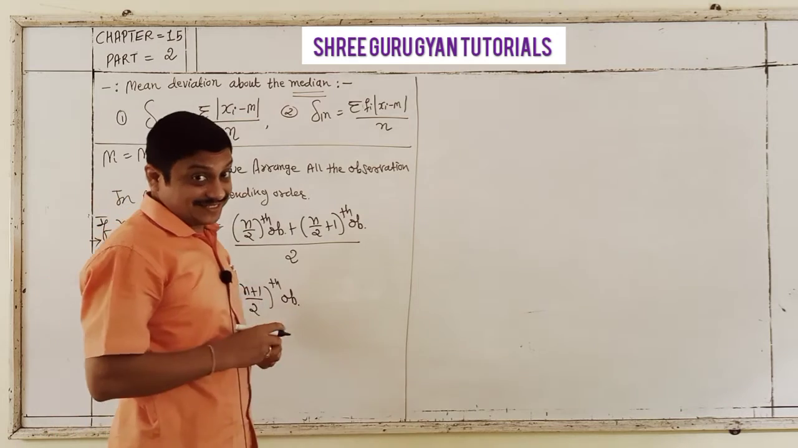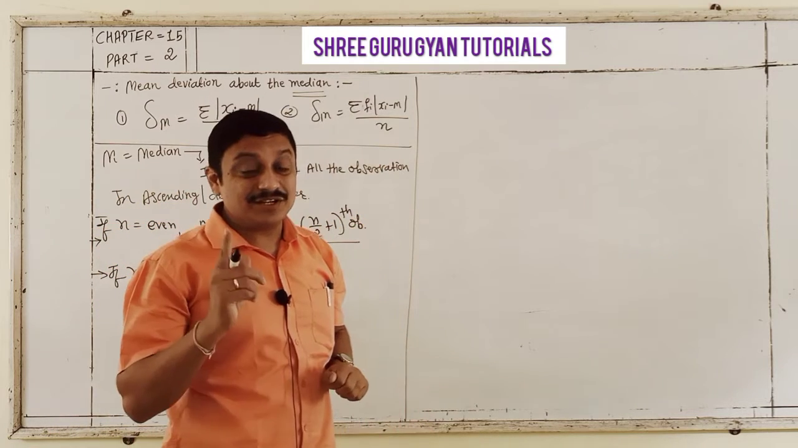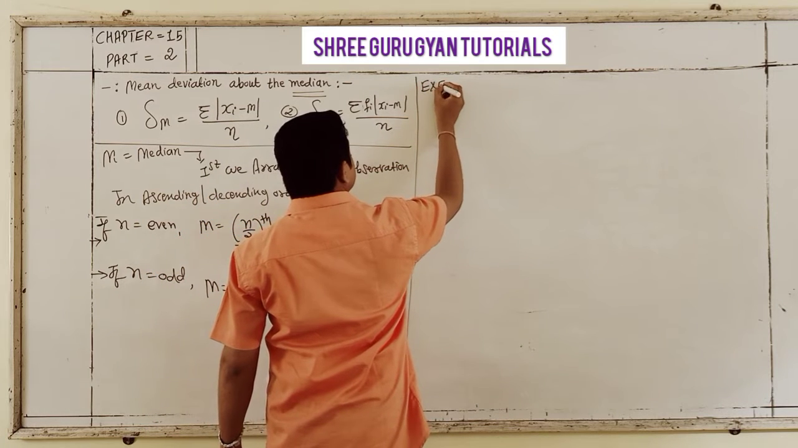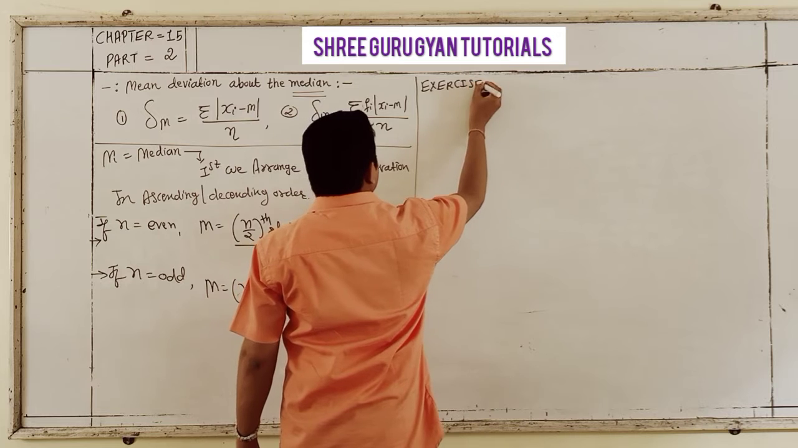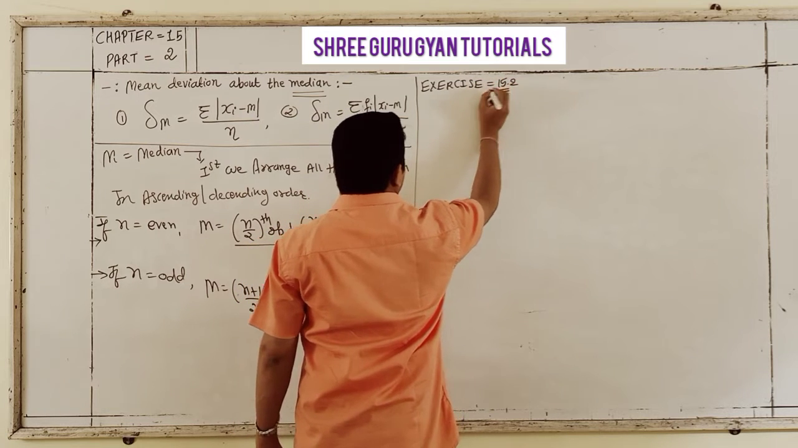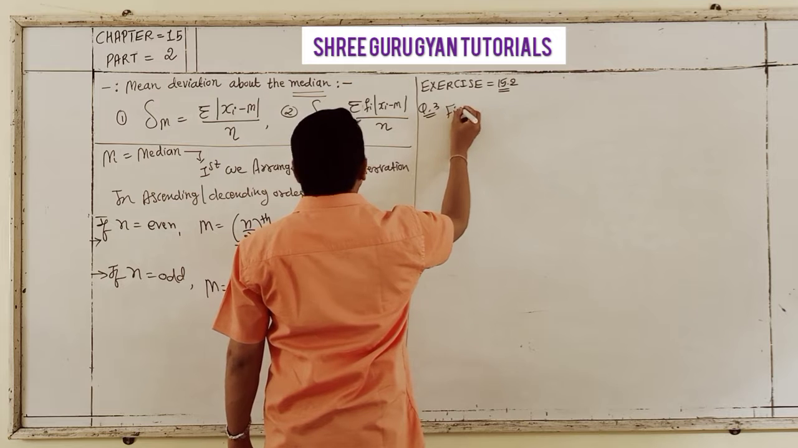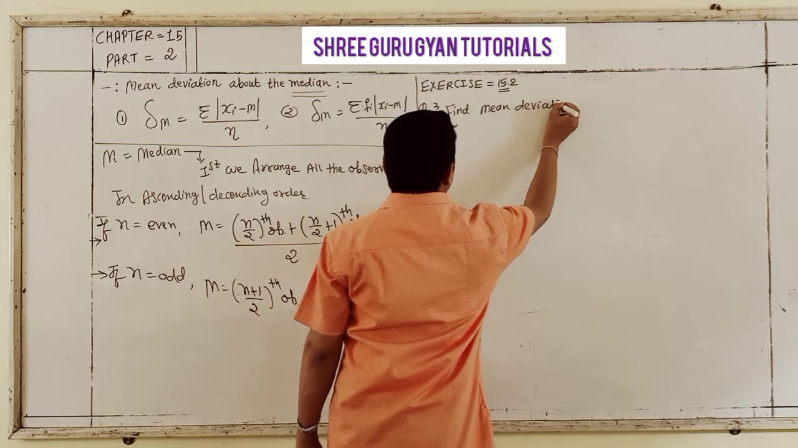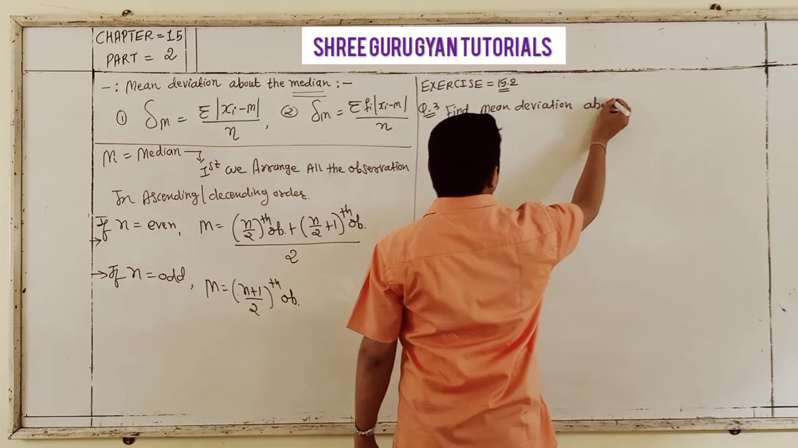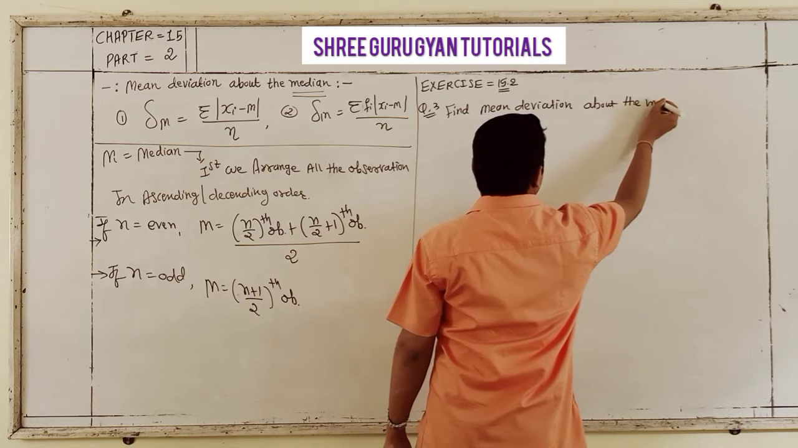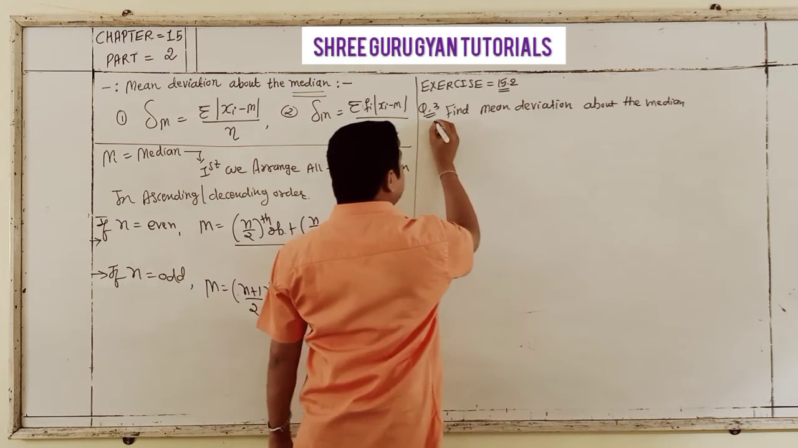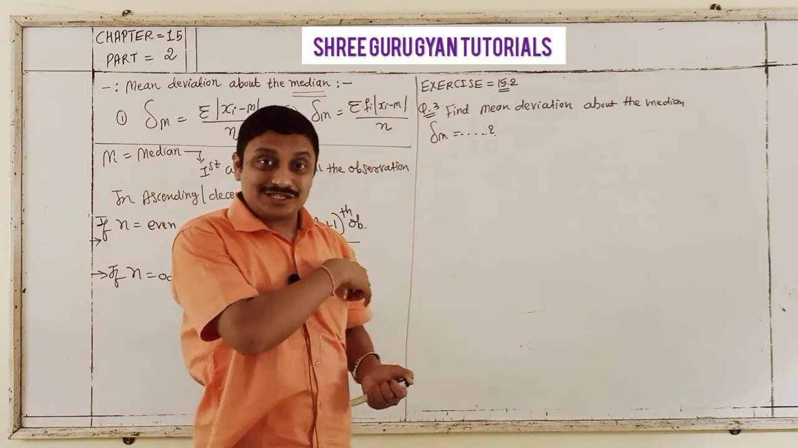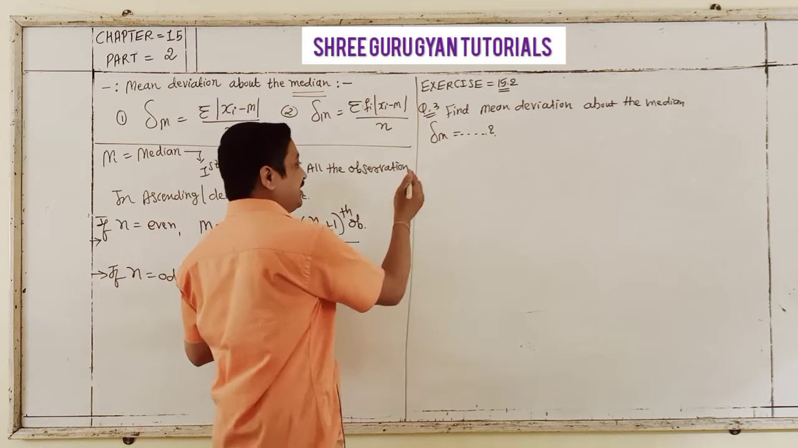Now students, in exercise 15.2, question number 3, we will start. Find the mean deviation about the median. In short, it is asking for delta M. That's my question, and the observations are the following.